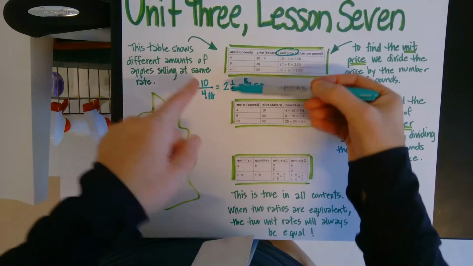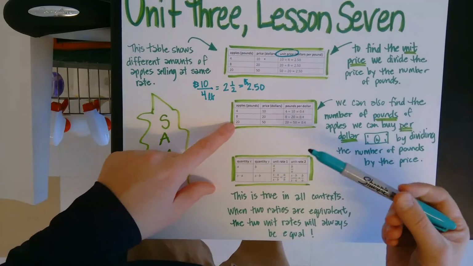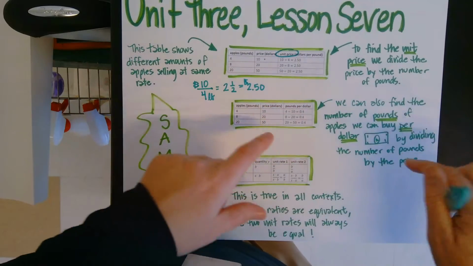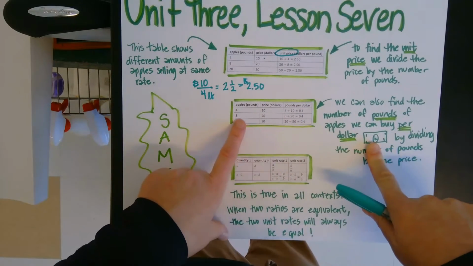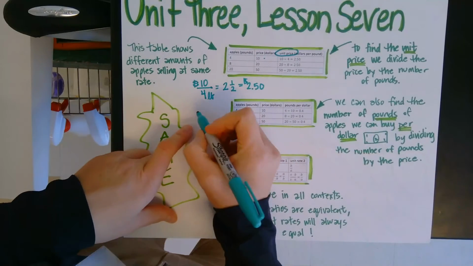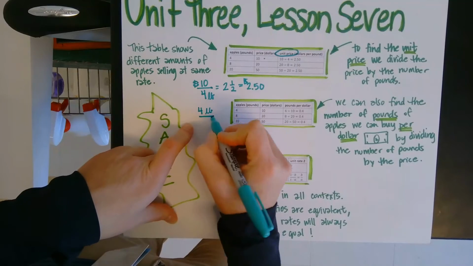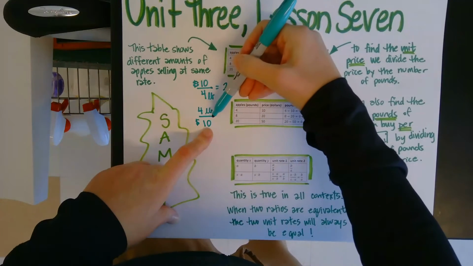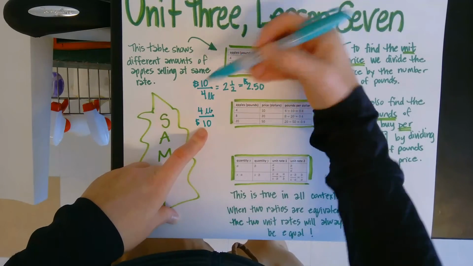We can also find the number of pounds of apples we can buy per dollar. This is where you could flip these numbers around, and you just have to be really careful that you think about what you're doing. So if I want to know, how many apples can I buy for $1? Like if I walk in with a dollar bill and I say, give me as many apples as I can get for $1. What I'm going to do is take pounds of apples per $10. Pounds per dollar, that's what I want to know. I want to know how many pounds I can get per dollar.